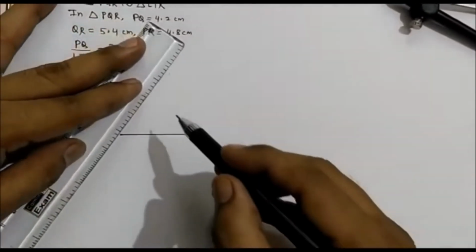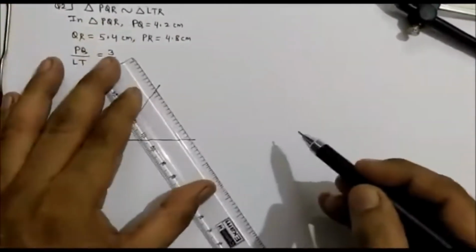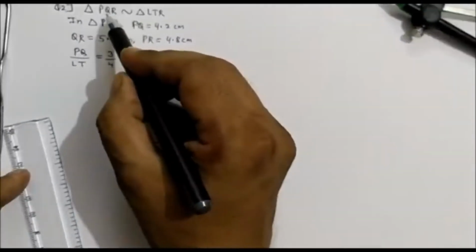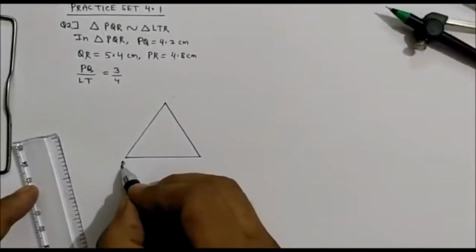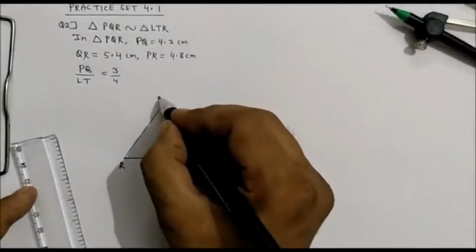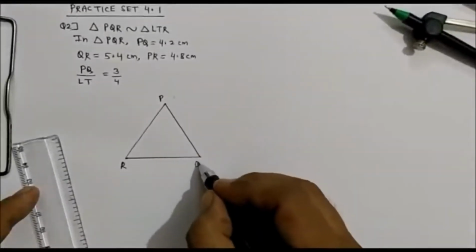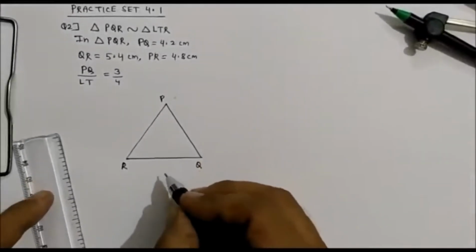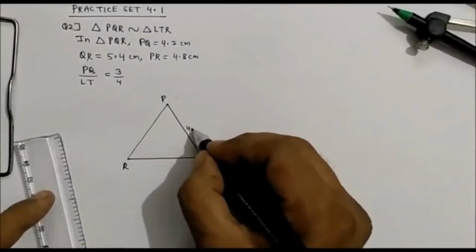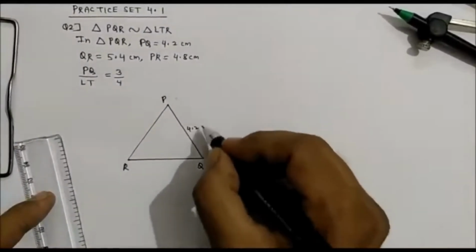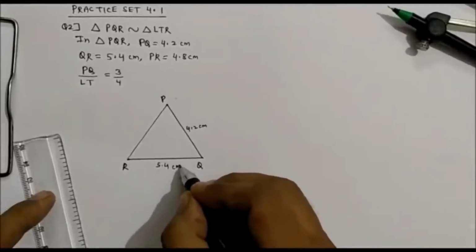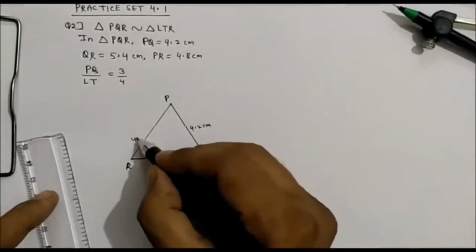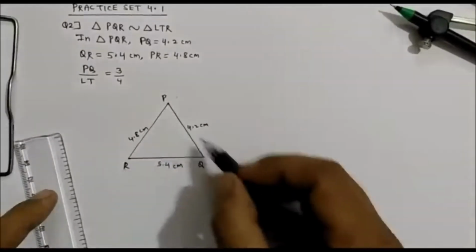So here we have triangle PQR. Now a point to be noted between these two, PQR and LTR: R is a common point. We are going to mark R here. Okay. So this is triangle, P. You can mark here Q. PQR is a triangle where PQ is 4.2 centimeter, RQ is 5.4 centimeter and PR is 4.8 centimeter. So this triangle can be constructed.